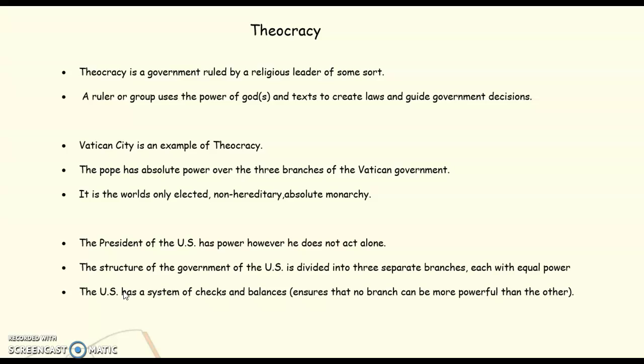However, in the US, the President of the United States has power, but he does not act alone, unlike the Pope of Vatican City. The structure of the government of the US is divided into 3 separate branches, each with equal power. Like I said earlier, the US has a system of checks and balances, and this ensures that no branch can be more powerful than the other. So they keep each other in check. Does that make sense?